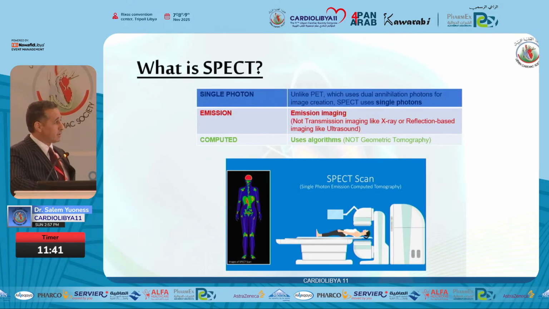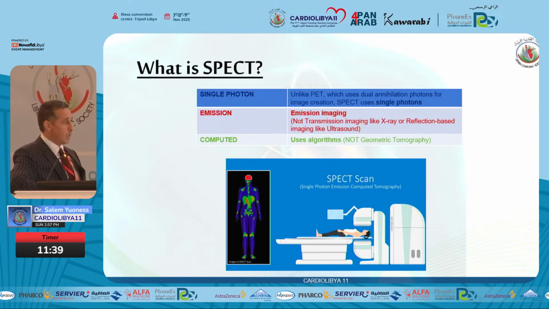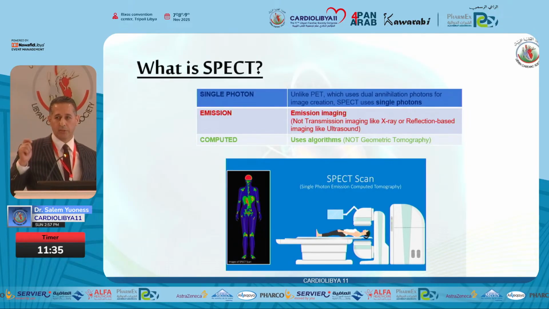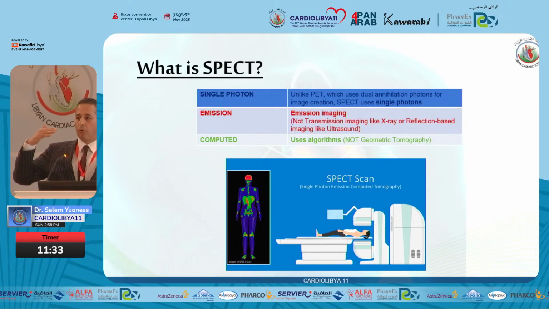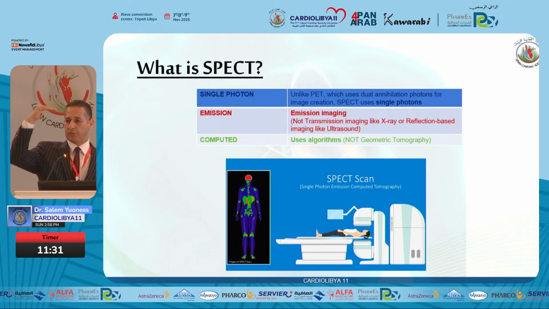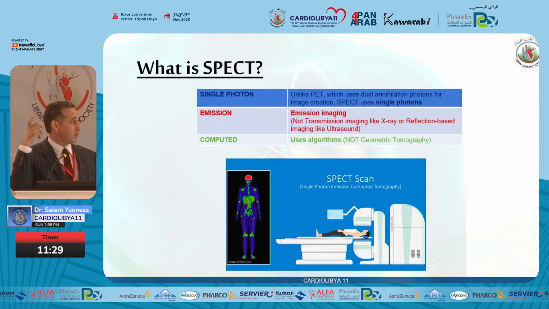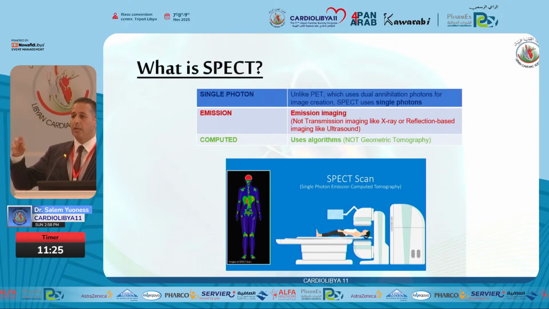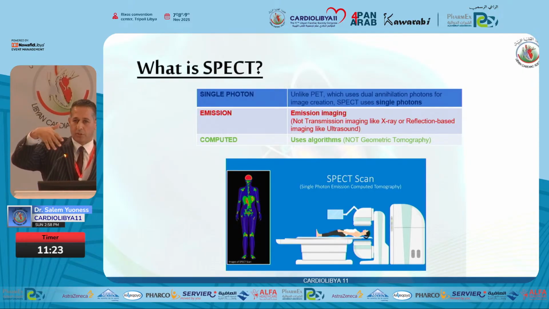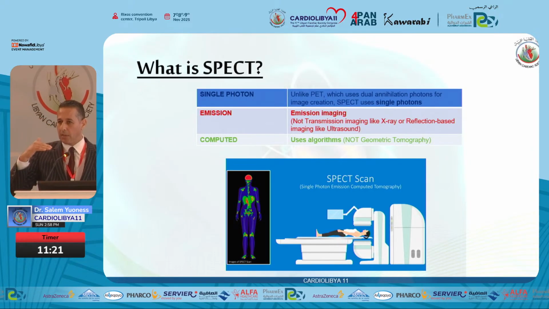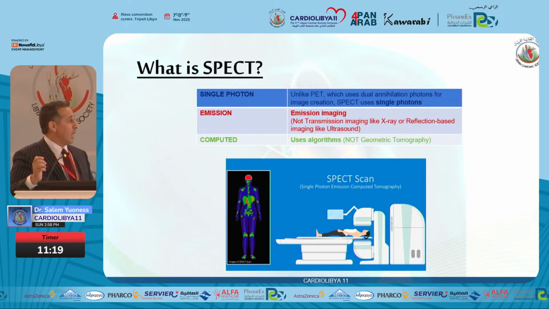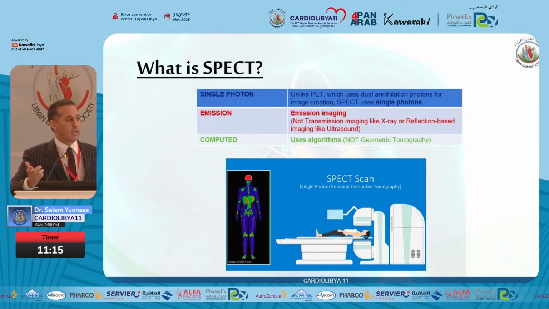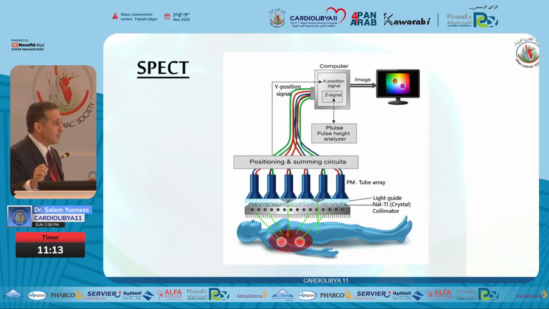So what's SPECT? It's single photon emission computed tomography. Single photon because when we inject the tracers, they emit photons. Those photons come to the detectors and are picked up by the detector. Emission, it's not a transmission. X-ray and CT scan have transmission. In SPECT imaging, we call them emission scans, and you do the computed tomography to get the final signal and the image analysis. And this is how SPECT works.